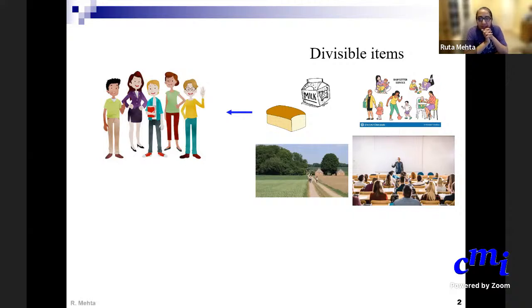And the other property is that these are all divisible. So you can divide them. If I give you a loaf of bread, you can divide it into pieces and give it to different people. So these are divisible items, and you want to allocate them to these people, who are of different types. Somebody likes bread, somebody likes milk, somebody may say I want cheese, whatever. And you want to do it in a fair and efficient manner.